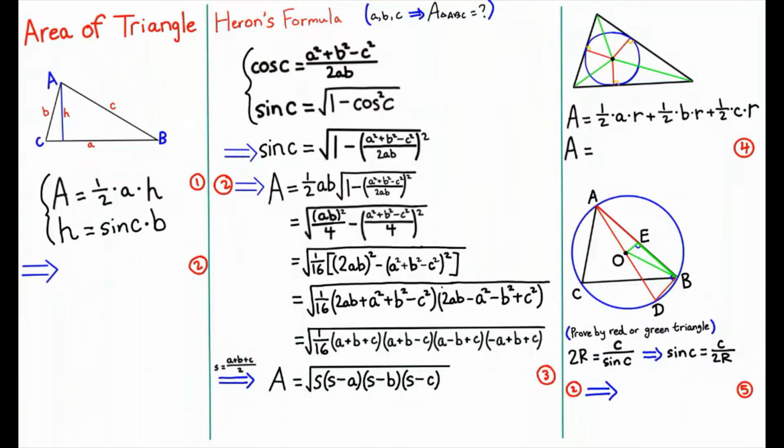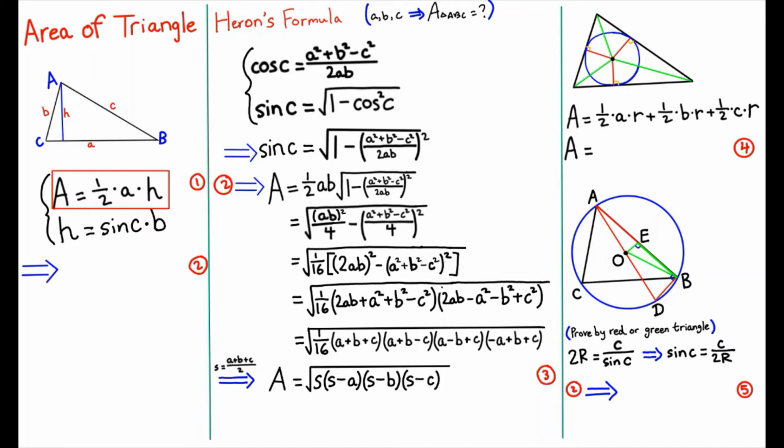Today I'm going to be showing you 5 ways to solve the area of a triangle. The first one you probably know, and probably should know, is that the area is equal to 1/2 base times height, or in this case 1/2 times A times H. This one you definitely should know.